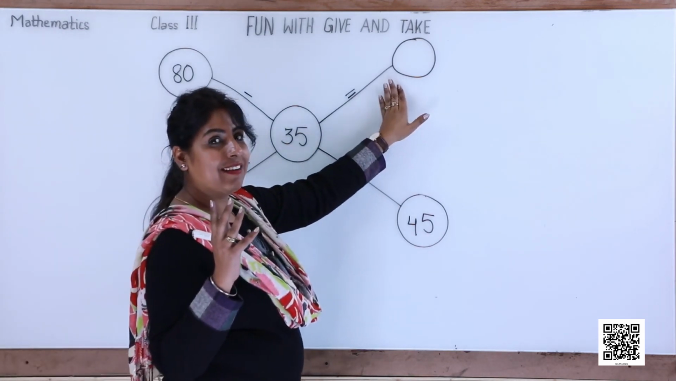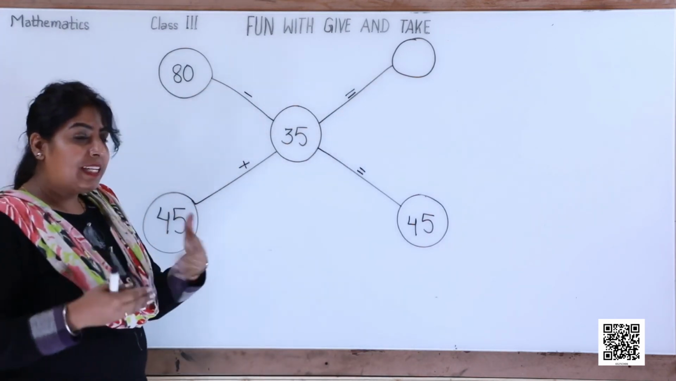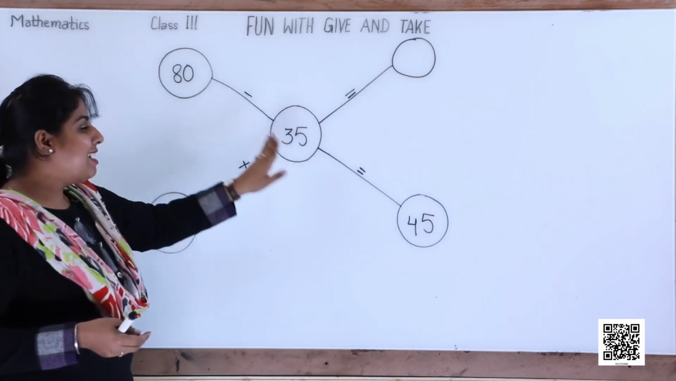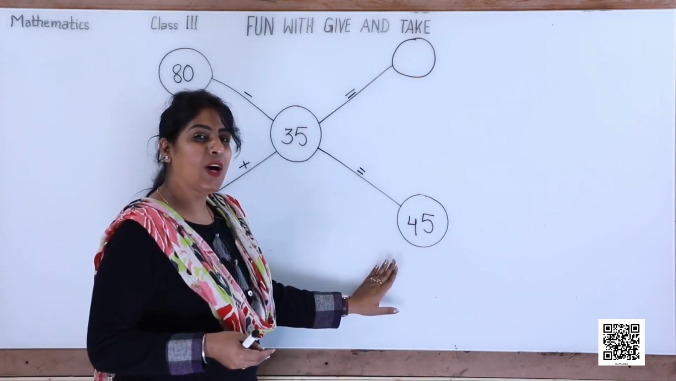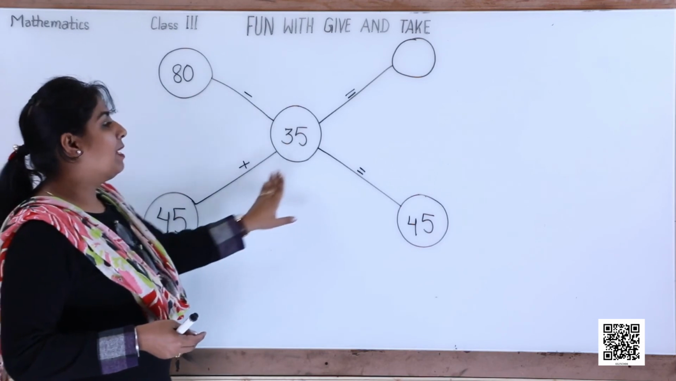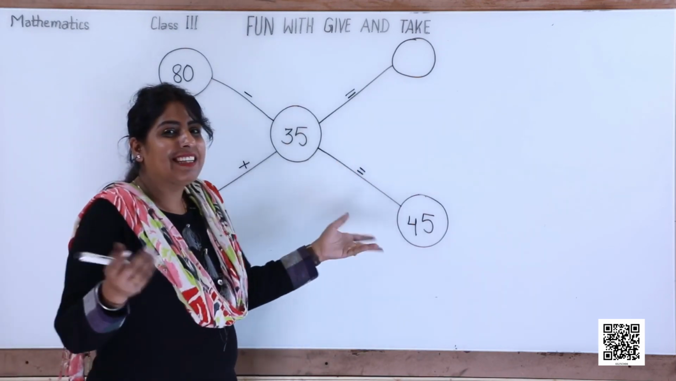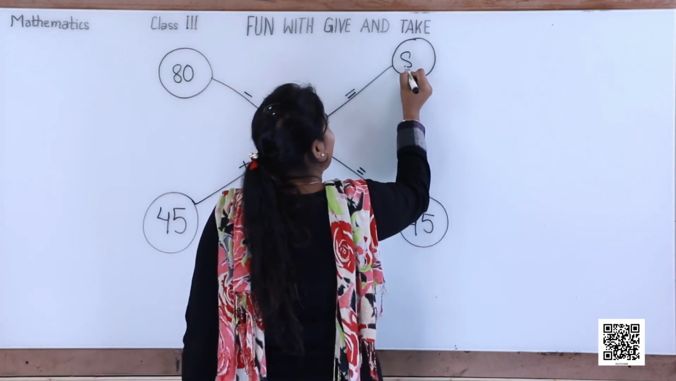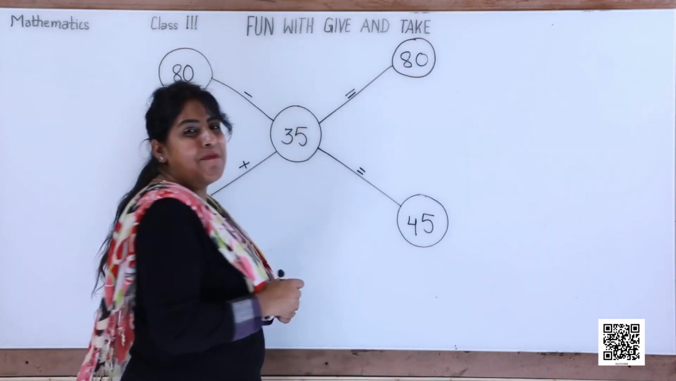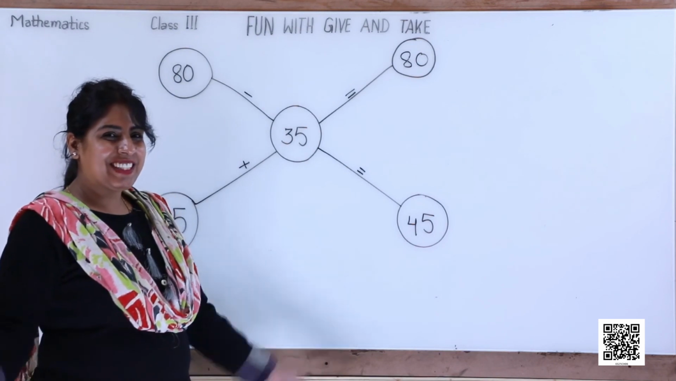What are we going to write here? Think. Let me repeat again. 80 minus 35 is equal to 45. So, 45 plus 35 is equal to how much? Correct, 80. So, this is a math magic game.